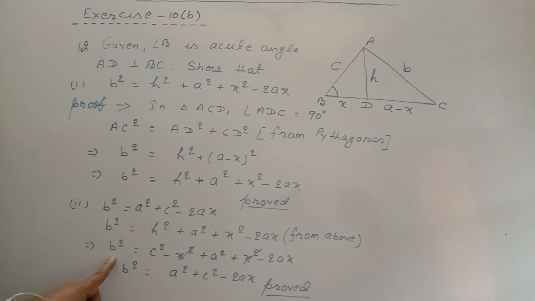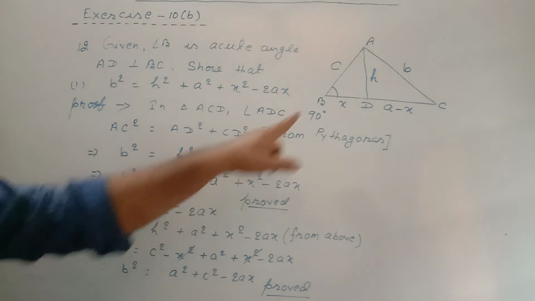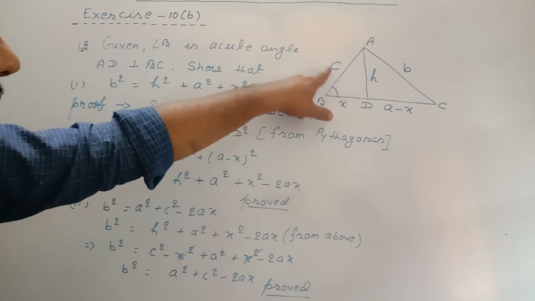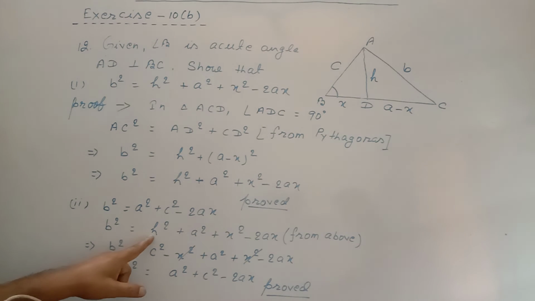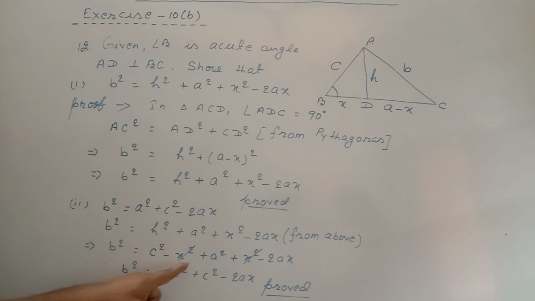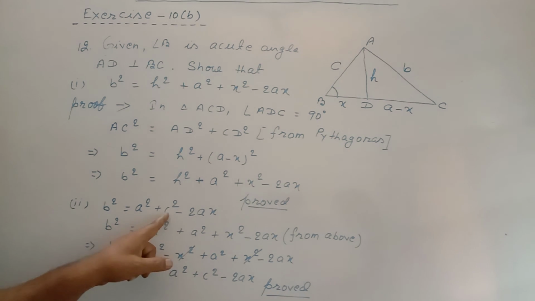Now, here h square, this is perpendicular in triangle ABD, h square equal to c square minus x square. So in the place of h square I wrote c square minus x square plus a square plus x square minus 2ax. Minus x square plus x square cancelled. Now we have only b square equal to a square plus c square minus 2ax. That was asked to show. In this way it is proved.